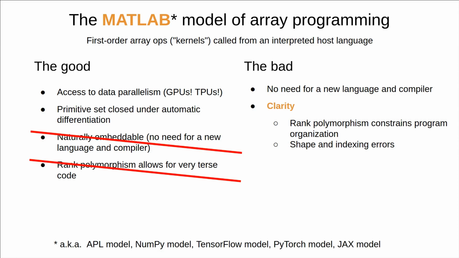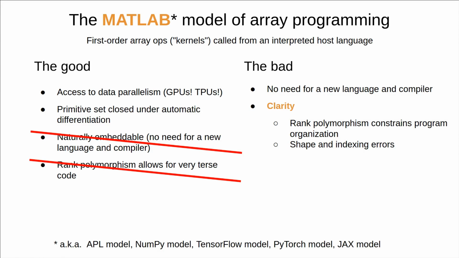Now, moving on to the con column, we've already talked about rank polymorphism. Shape errors, indexing errors, these are a huge pain point in MATLAB programming. We'd love to have a type system to catch these. And actually, more than that, we'd love to have a type system to help us reason about them and document them. If you look at MATLAB or NumPy code, it's always full of comments describing the shapes of different variables, and these things should just be type annotations. It's a no-brainer.